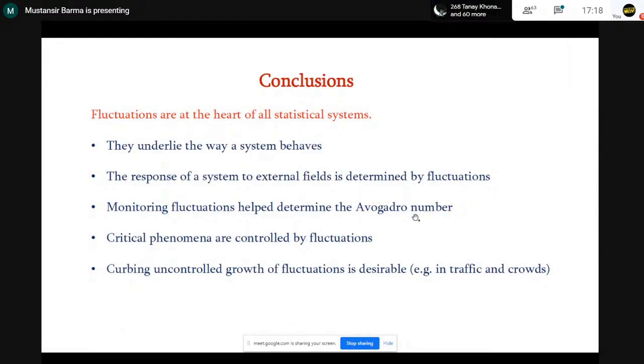Fluctuations also allow you to find strange things like the Avogadro number, found through a fluctuation-response relation. Critical phenomena, a central problem in statistical physics, is controlled by fluctuations. And finally, coming to everyday life, if one understands how to curb uncontrolled growth of fluctuations, that of course is desirable in some instances, for instance, in traffic and in crowds, and it can actually save lives.